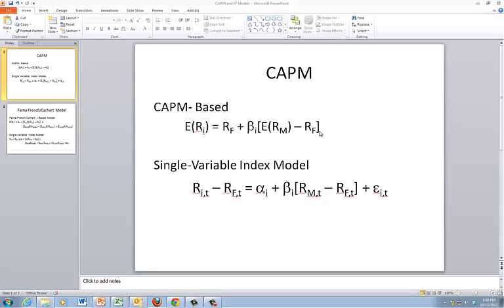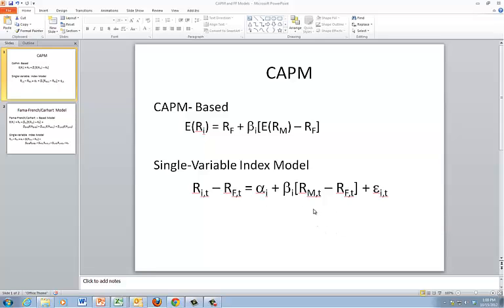Very simple, very intuitively pleasing, and also very easy to implement. The way that we implement it is by turning it into a single variable index model. And the way we do that is, we get the time series of returns for the asset that we're investigating or the portfolio that we're investigating. And in every period, we take the return to the asset or the portfolio and we subtract out the risk-free rate. And that will be our dependent variable in the single index regression.